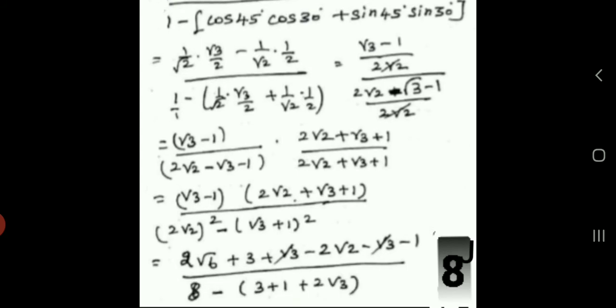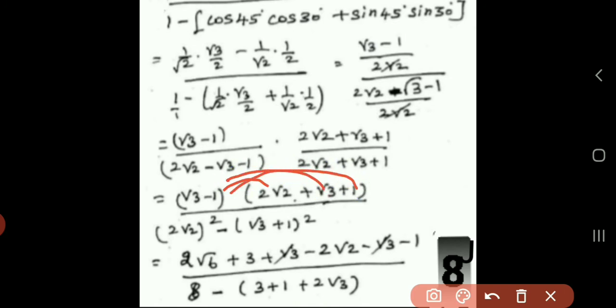Then I can remove the bracket at the numerator by multiplying the terms there. Root 3 multiplied with the first term gives 2 root 6, and then root 3 into root 3 will become 3, and the next term root 3 into 1 is simply root 3. Then multiply with minus 1: minus 1 into 2 root 2 is minus 2 root 2, minus 1 into root 3 is minus root 3, and minus 1 into plus 1 is minus 1. Then here we can cancel this plus root 3 and minus root 3.